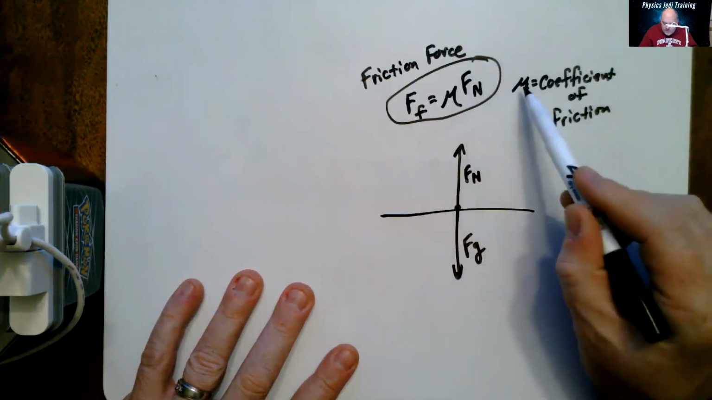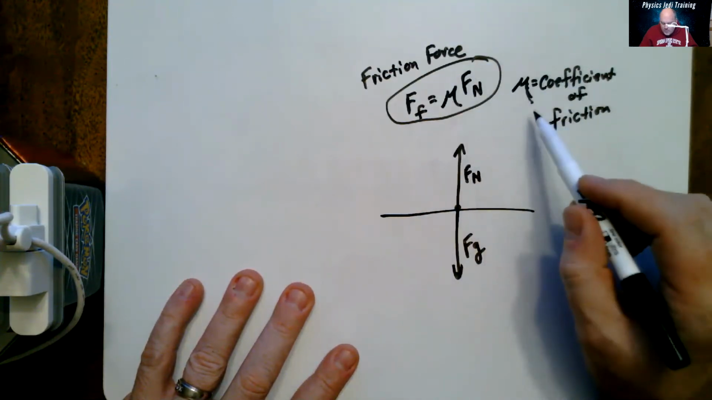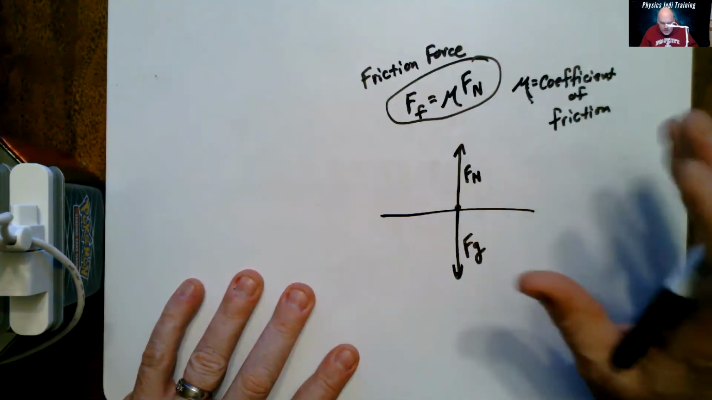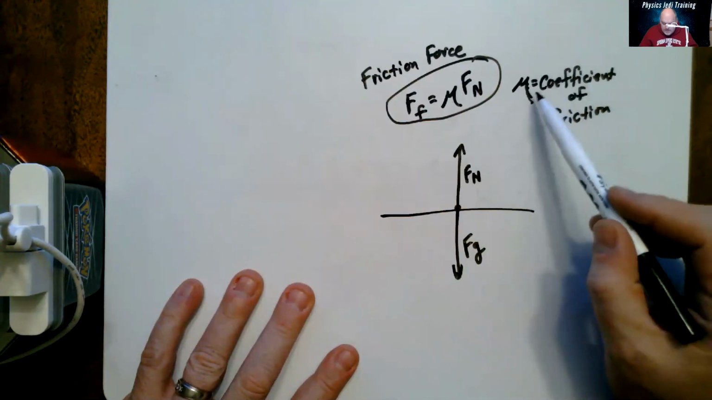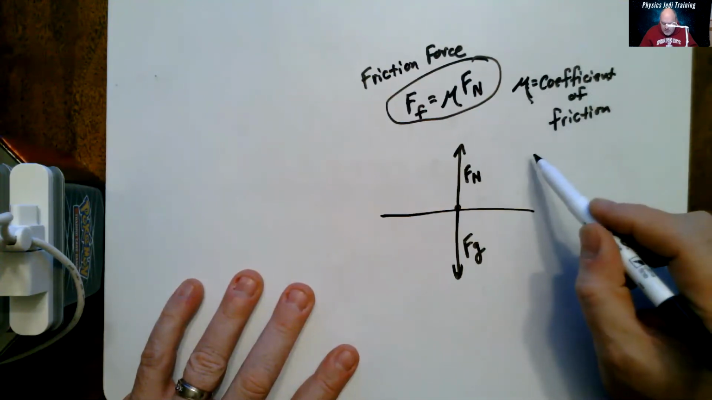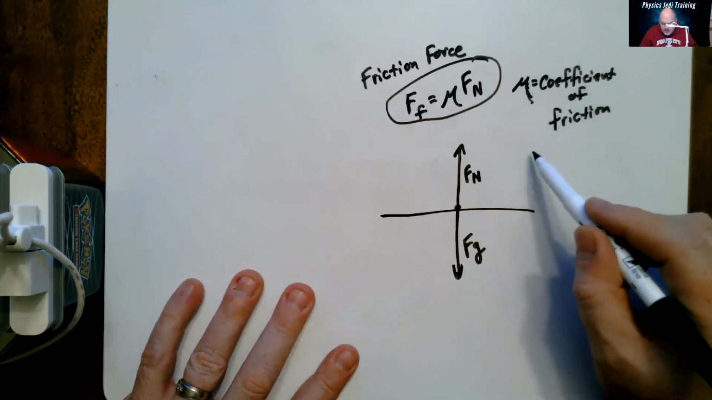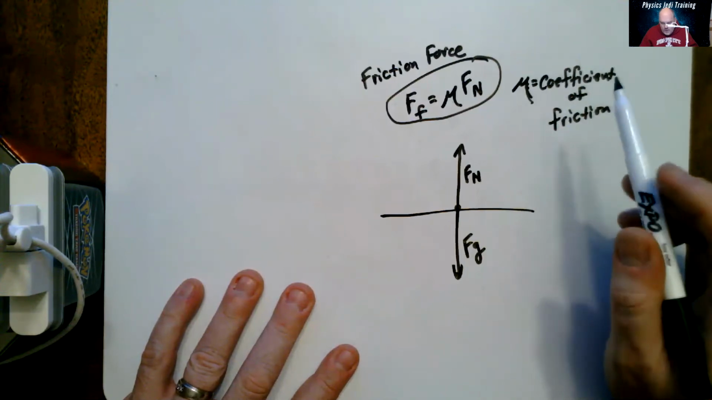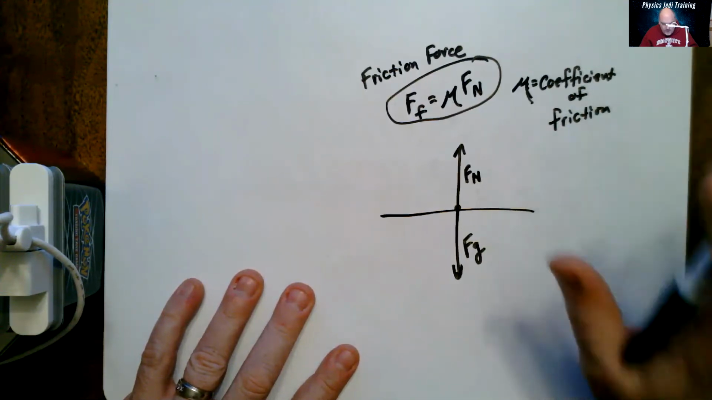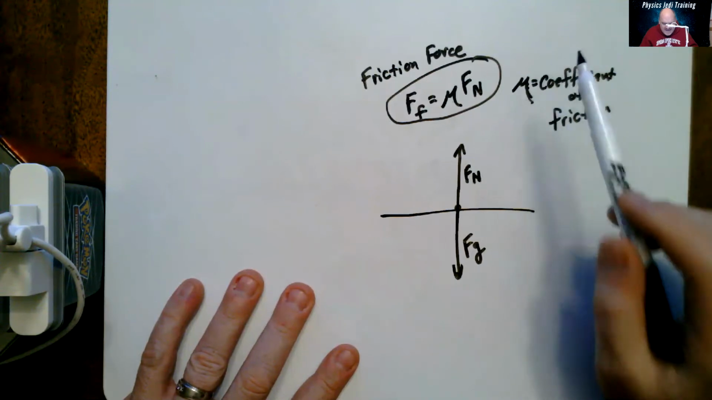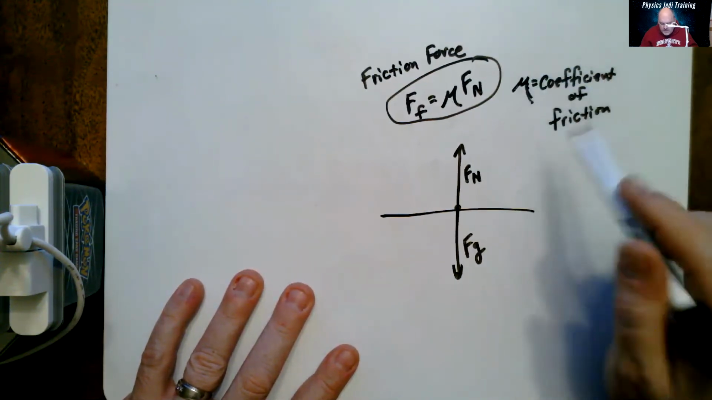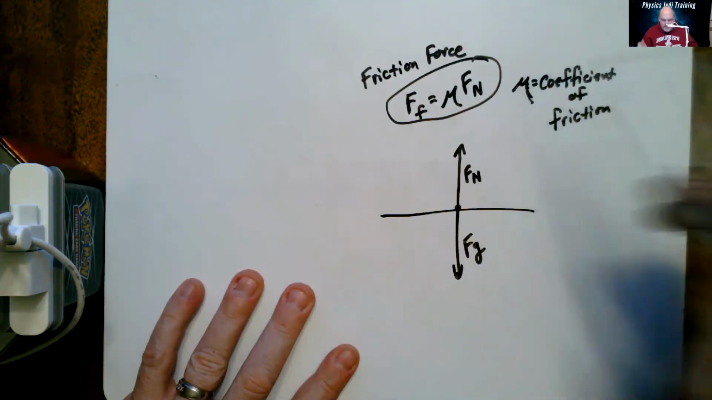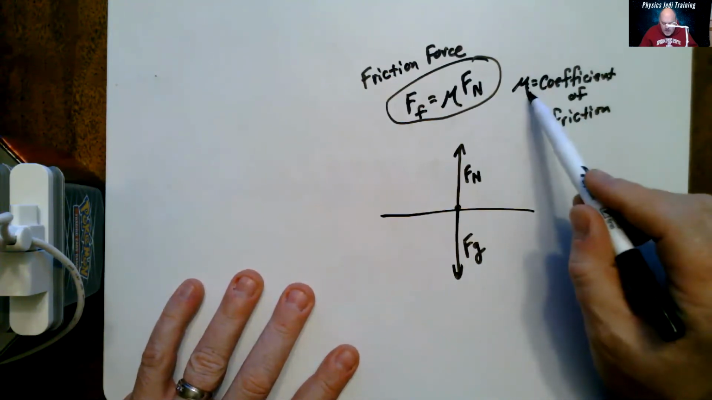The coefficient of friction is basically what are the surfaces that are rubbing together. And you just have to look it up in some handbook. If I had rubber tires on dry pavement, or maybe rubber tires on wet pavement, or rubber tires on ice, there's a whole bunch of coefficients of friction that physicists have calculated and put into some book somewhere.